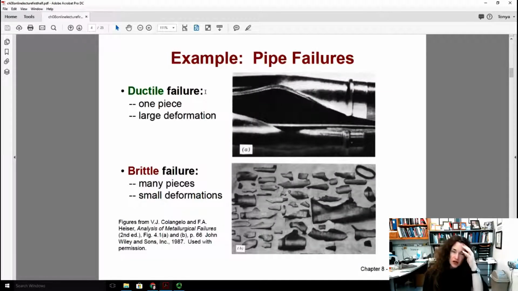Here's an example of pipe failures, different kinds of pipe failures. Another reason that ductile failure is preferred is that oftentimes in ductile failure you get one big crack like that, a large deformation and a big crack. Whereas with brittle failure, it shatters. It goes into a lot of different pieces because of all the little tiny deformations. You can get shrapnel flying out from the part, and it can be quite dangerous from that standpoint.